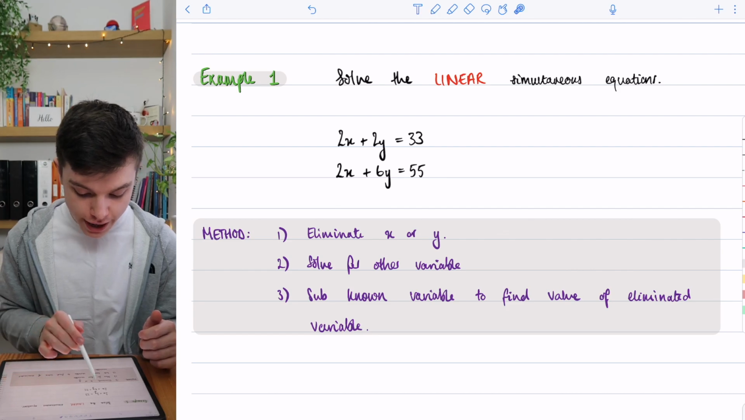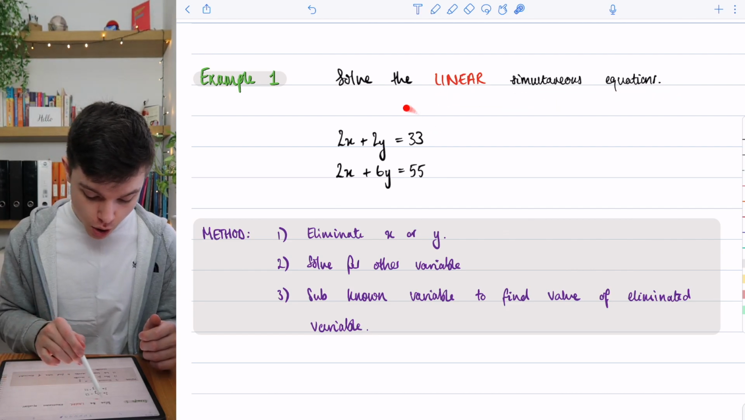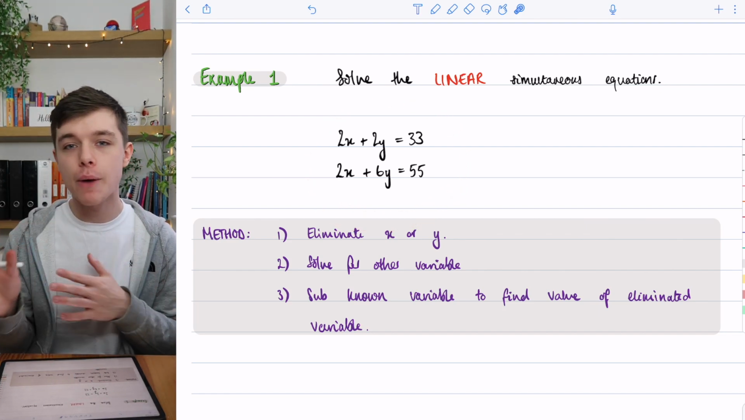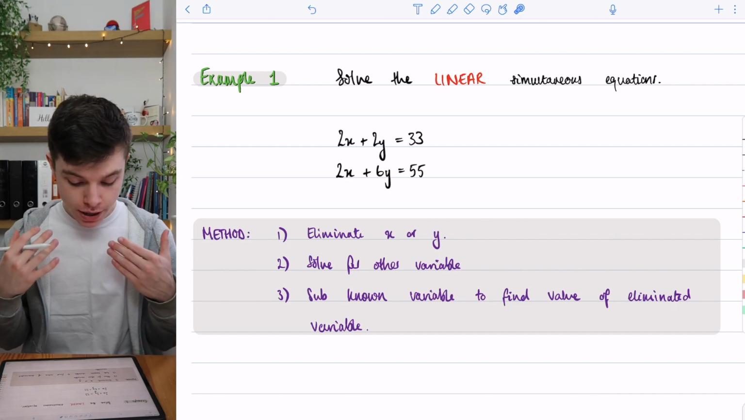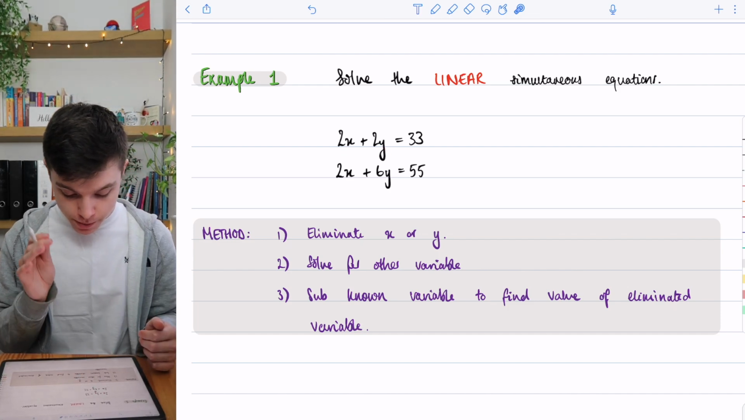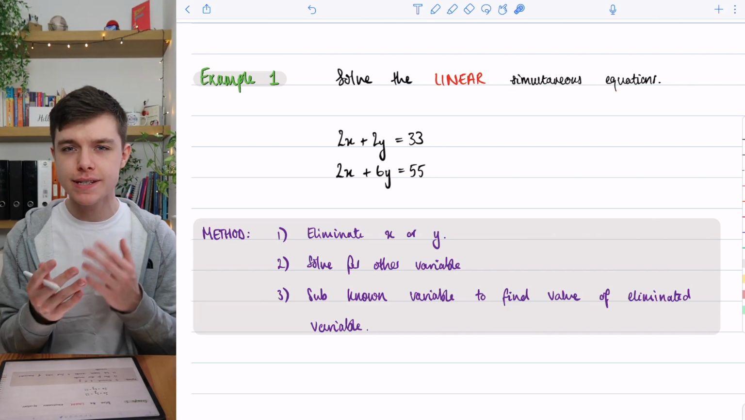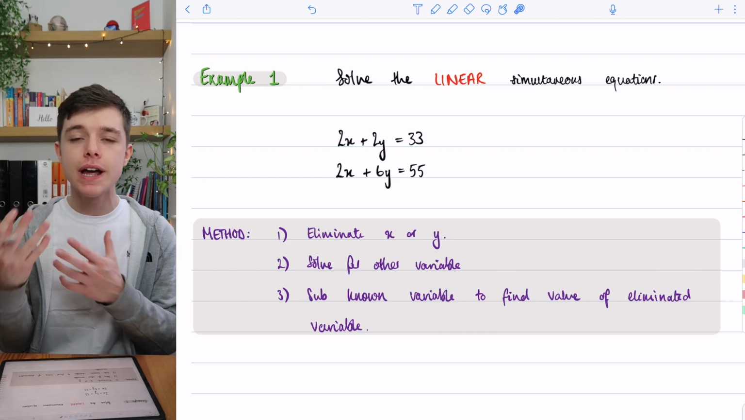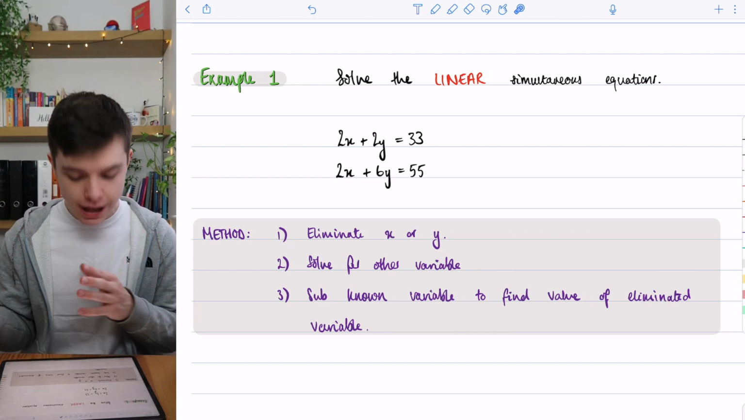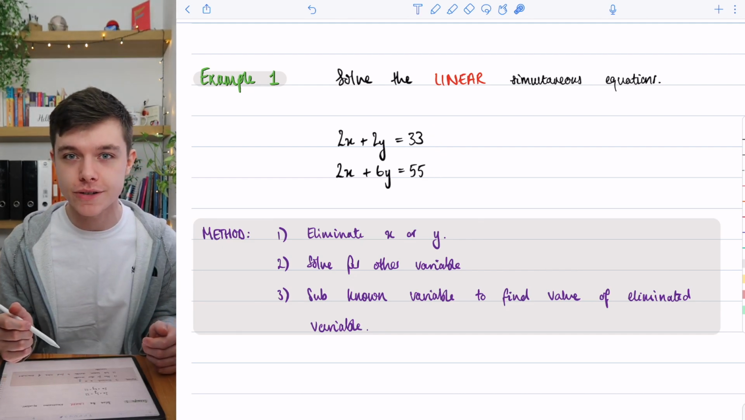So what we want to do here is solve the linear simultaneous equations. We've got two equations here. We know they're linear because there's no powers of 2 or 3 or 4. There's just x and y. We have linear variables here. So they're both linear, and they're simultaneous because we want to solve them together. Simultaneous means they happen together, they happen at the same time. So really we're being asked what are the two values that satisfy both of these equations.